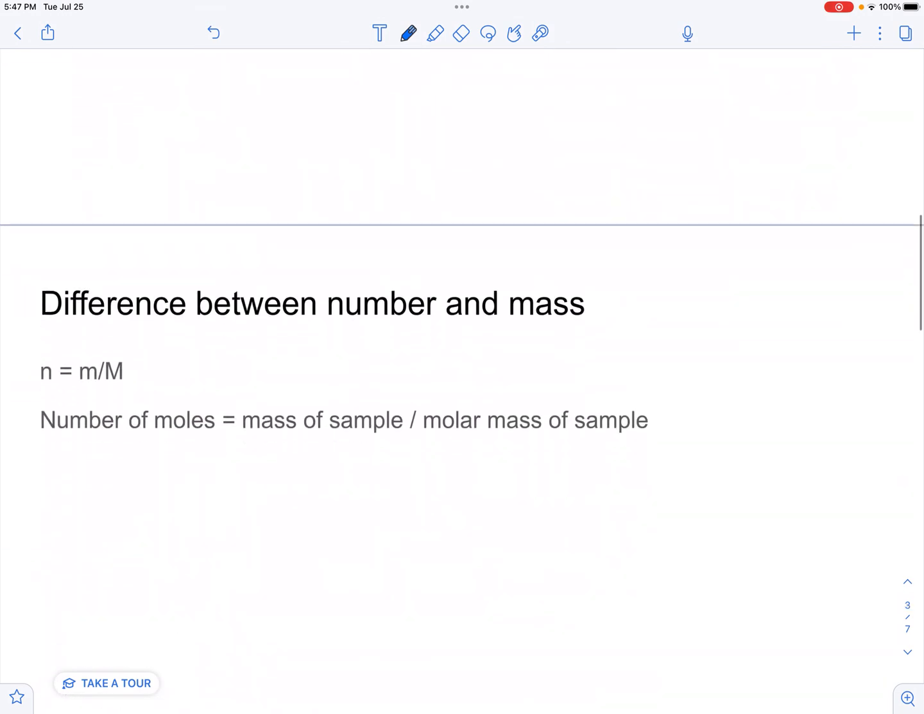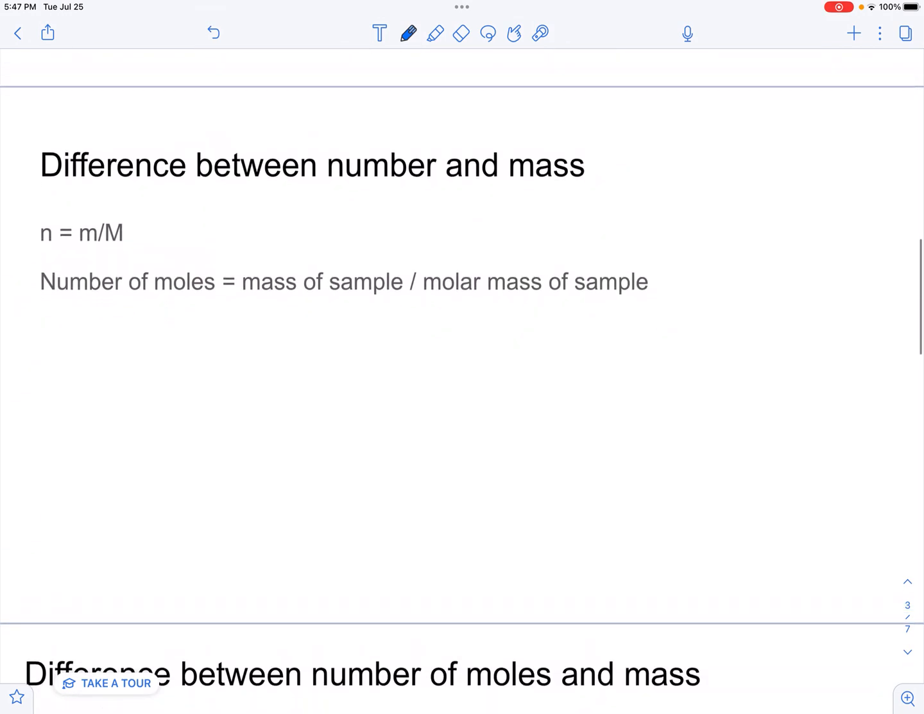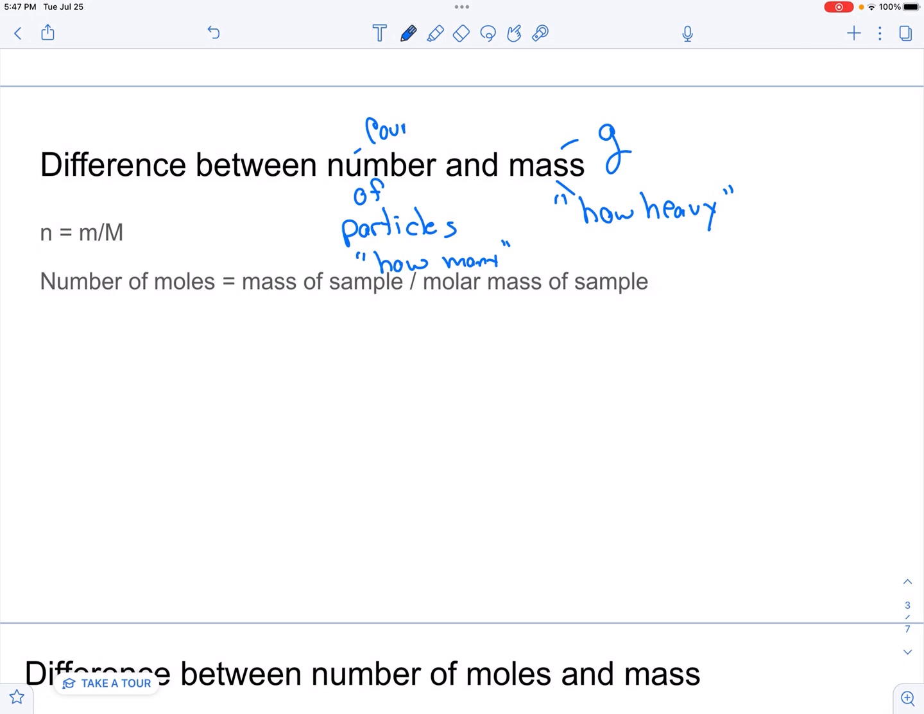It's not very long. First I want to talk about the difference between the number, meaning the number of particles, how many things you have, and, I know physics will hate me when I say this, but I'm going to go for it anyway, how heavy it is, or how much stuff there actually is. That is the difference between the number of particles and the mass. The mass is measured in grams. We can only measure that on a scale. The number of particles is the individual counting of how many atoms or molecules we have.